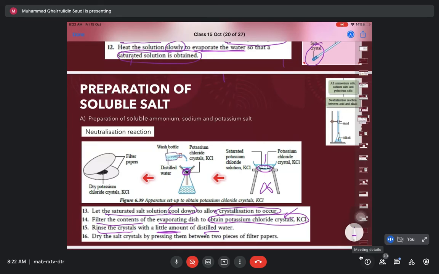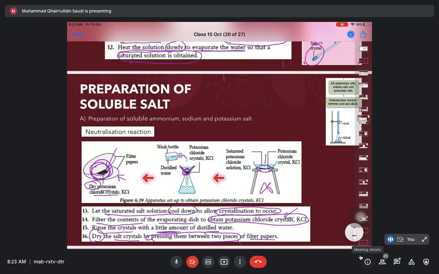Then after rinsing and filtering, you dry the salt. You dry the salt crystals. How do you dry them? Blow with your mouth? No. You dry them by pressing them between two pieces of filter paper like this. You take the crystals in the filter paper, take another filter paper, and press so that you can dry the potassium chloride crystals, and you will get dry potassium chloride crystals. So this is what we want to prepare.